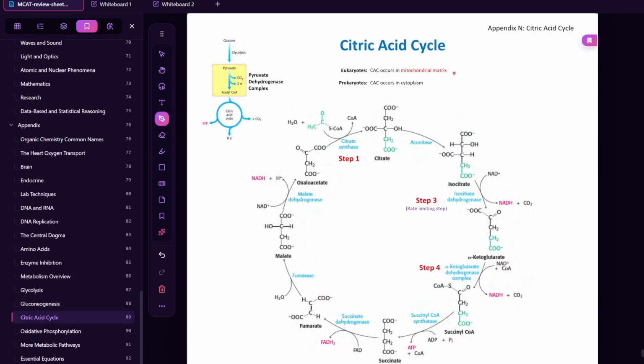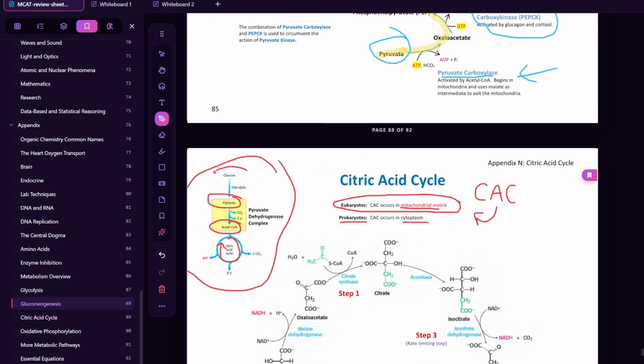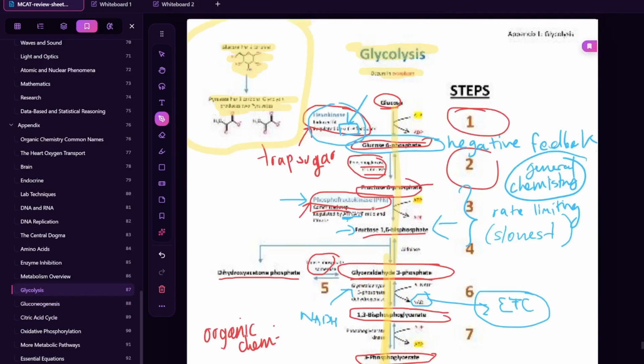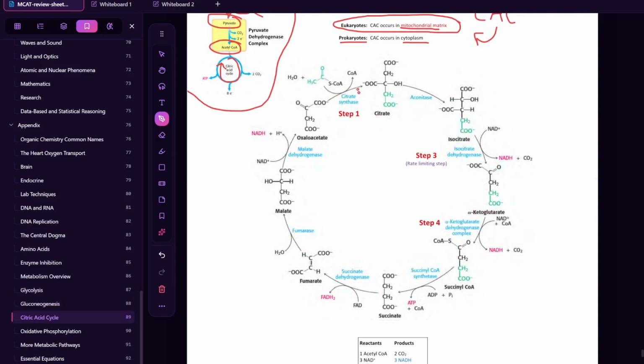The first thing is that in eukaryotes, the citric acid cycle, CAC is the abbreviation in this handout, happens in the mitochondria, and in prokaryotes it happens in the cytoplasm. So remember that pyruvate dehydrogenase is able to turn pyruvate into acetyl-CoA, and acetyl-CoA can be brought to be processed in the citric acid cycle. And glucose turning into pyruvate is done via glycolysis, which was up here. And so in the citric acid cycle, step 1 is you start with acetyl-CoA.